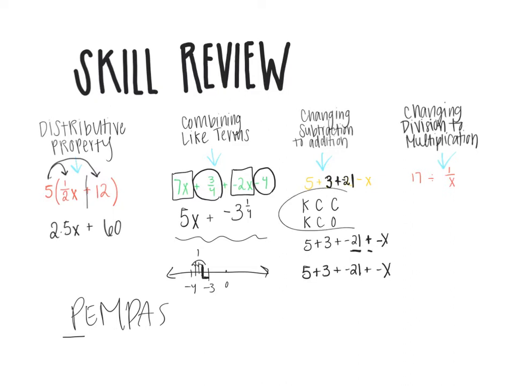So again, this is my strategy here. The last one is changing division to multiplication, and we use a strategy called keep, change, flip. So we're going to keep this 17, change this to a multiplication sign, and flip this upside down. When we do that, it's multiplication. We can multiply straight across and solve. Okay, that is so much simpler than it was to begin with. So these strategies I want you to use as you go throughout this lesson today and solve your equations.